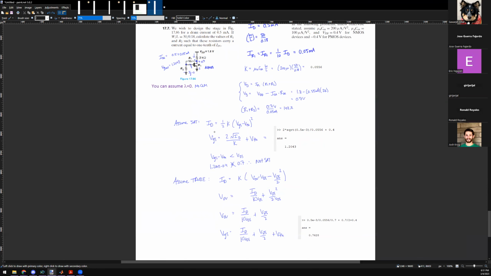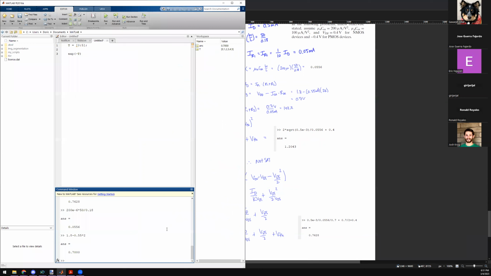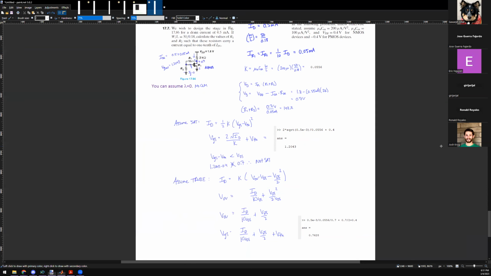Let's see. Oh no. Square root of ID divided by K times 2. Yeah, and then a plus VTH on the other side. Yeah, that makes sense. Okay, yeah, that's too high.